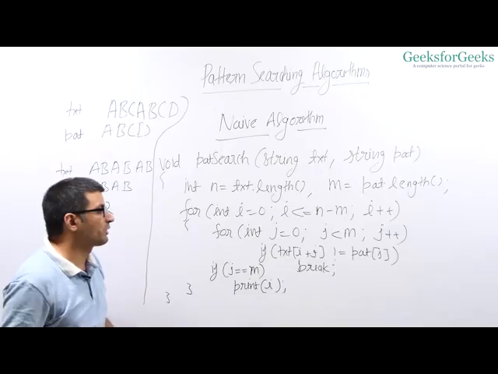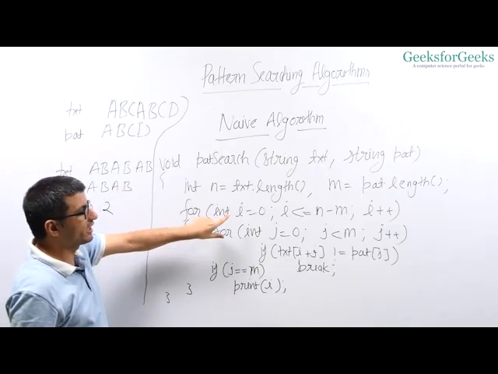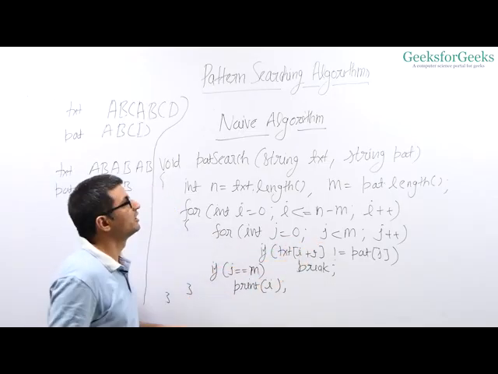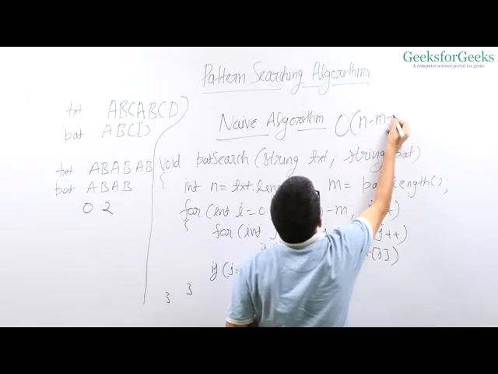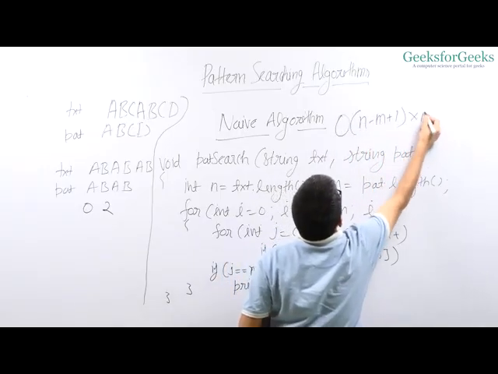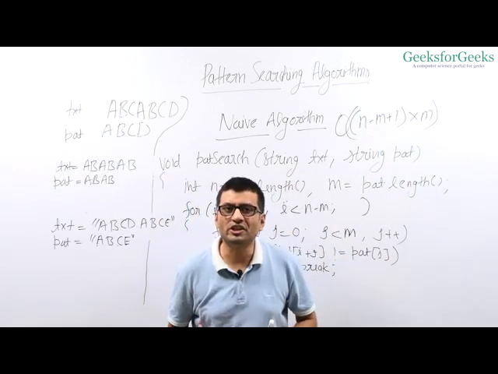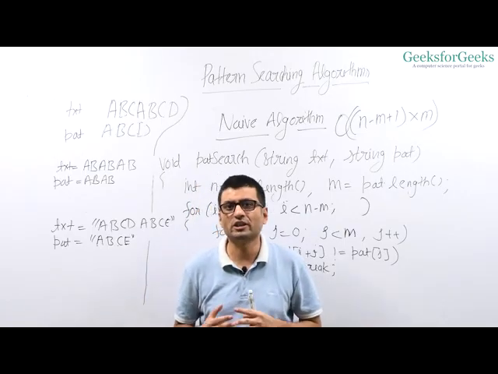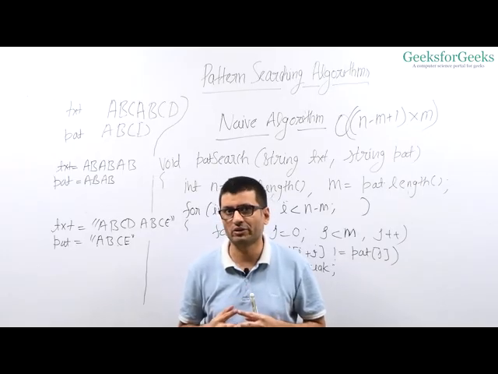So what is the time complexity of this approach? You are running a loop which is running n minus m plus 1 times, and then you are running a loop which is running m times. So the time complexity of this is big O of n minus m plus 1 into m. This is the time complexity of this algorithm. Can you optimize the naive string matching algorithm if I tell you that all the characters in the pattern are different? Can you make this algorithm work in big O of n time in this particular case?